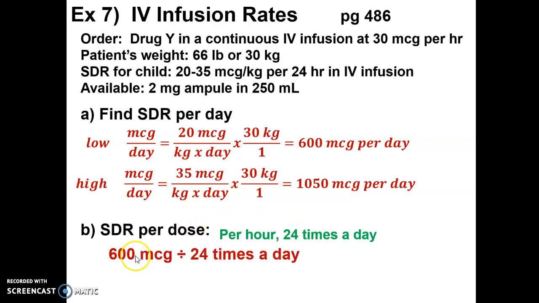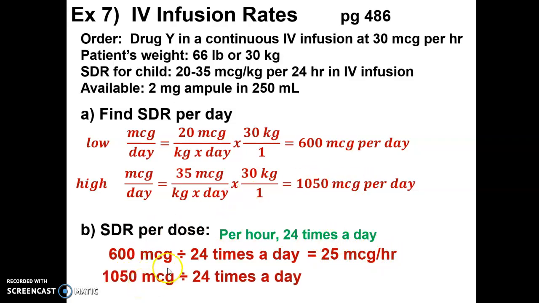Okay, so we'll take the 600 micrograms divided by 24 hours in a day, and we can give, on a low end, 25 micrograms per hour. We'll pull in our 1,050 micrograms divided by 24 hours in a day, and we can find out that we can give 43.75 micrograms per hour.